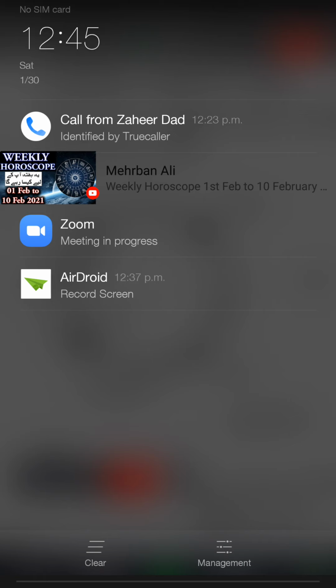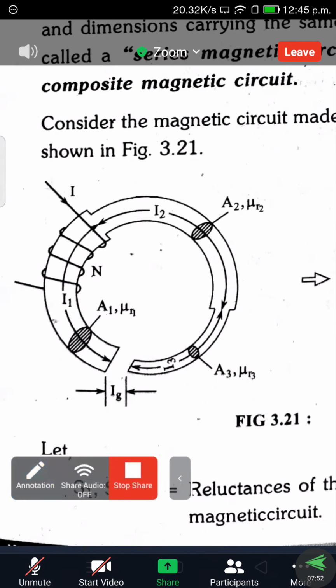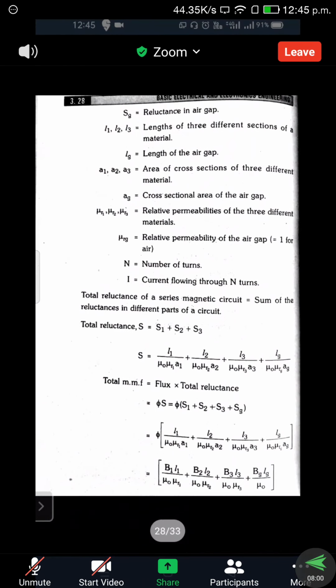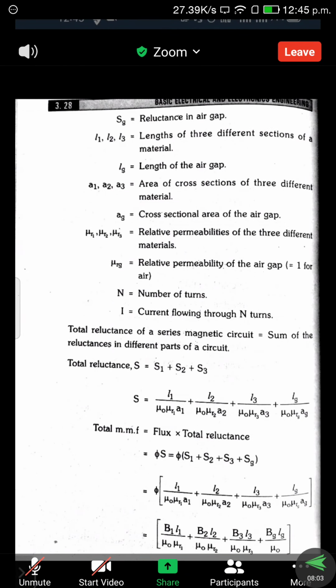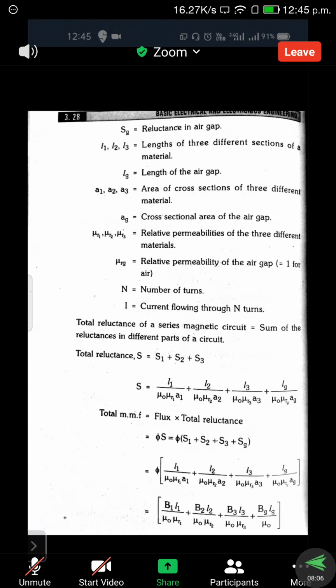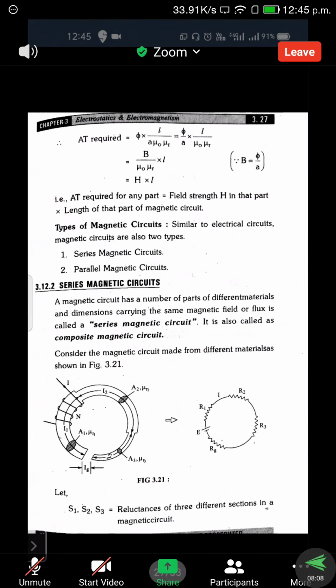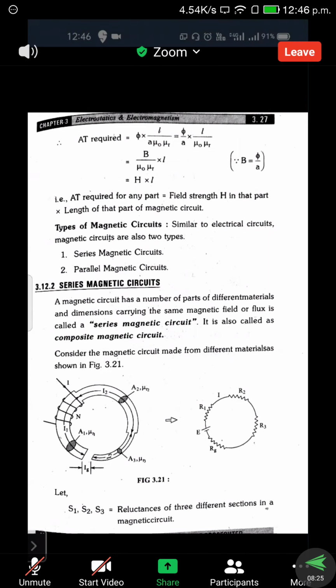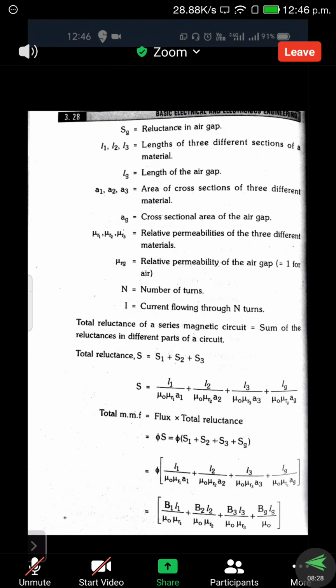These are the assumptions. S1, S2, S3 are the reluctances of the three different sections in a magnetic circuit. Next, the assumption Sg for the reluctance in the air gap. Next, the lengths we are assuming as L1, L2, L3, that is the mean lengths. From the first material we assume length L1. From here to here we assume length L2. From the third material it is also considered, and that we assume as Lg.